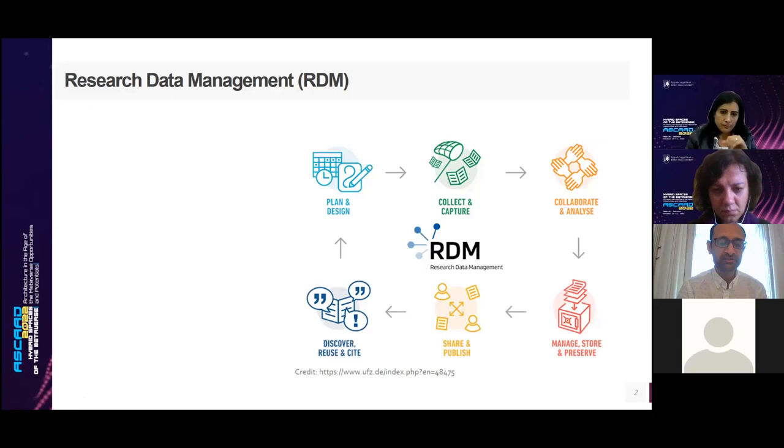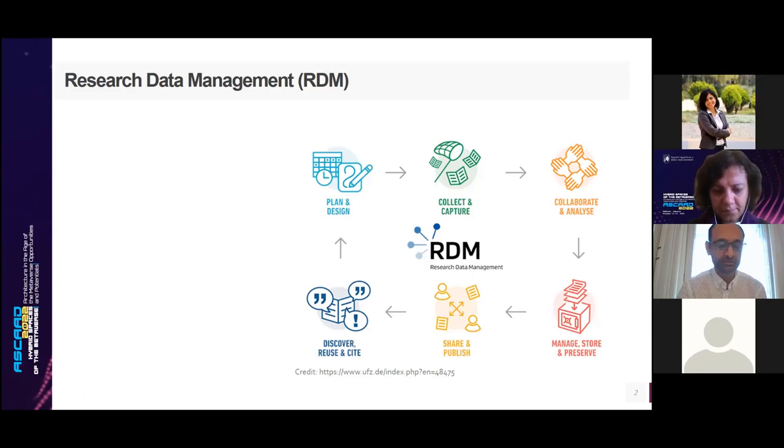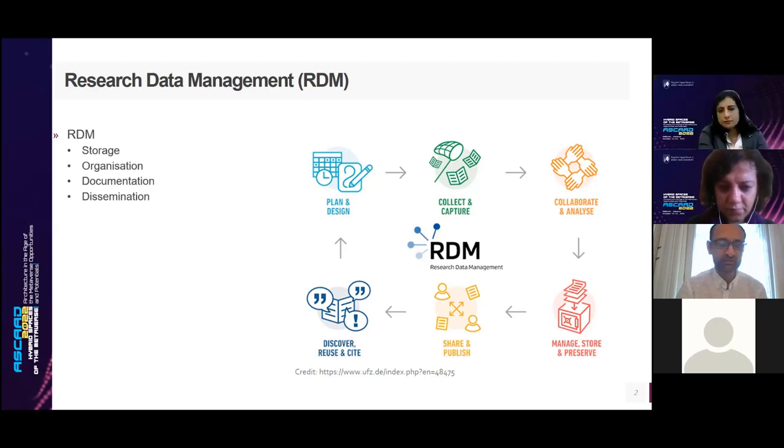When a particular milestone is achieved, the results and data are shared and published in a way that they are discoverable, citable, and reusable. Therefore, research data management activities relate to storage, organization, documentation, and dissemination of research data. The activity of data management and publishing is usually guided by FAIR principles.